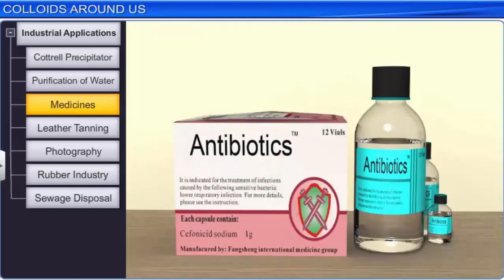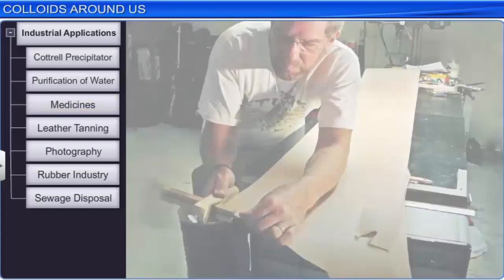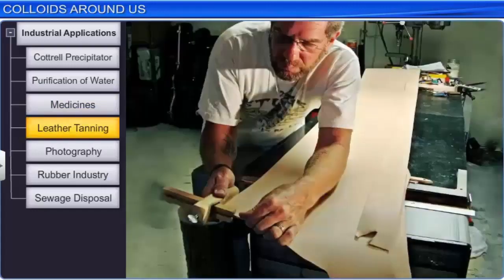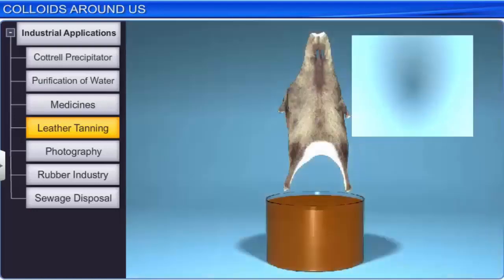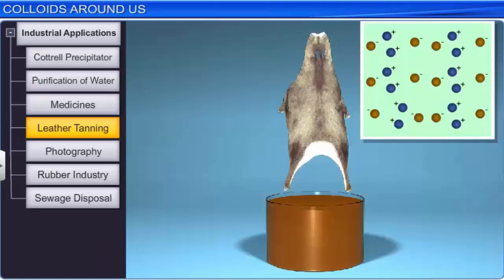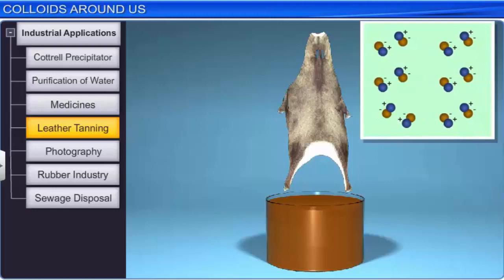Another industrial application is in the leather tanning industry. Raw skin hides of animals contain positively charged colloidal particles. When a hide is soaked in negatively charged tannin and compounds of chromium, mutual coagulation takes place in the pores of the hides. This results in the hardening of the leather. The process is called tanning.